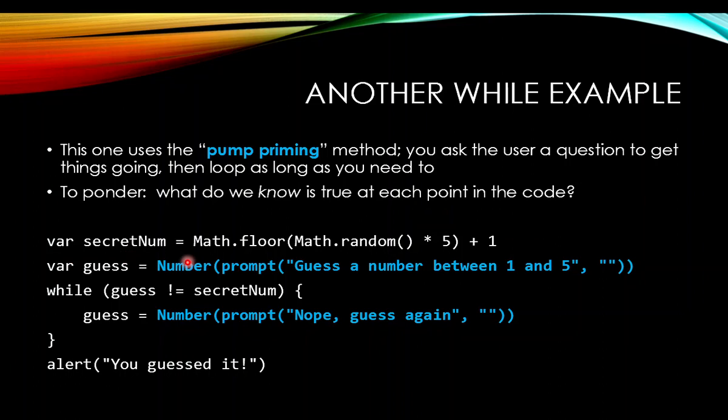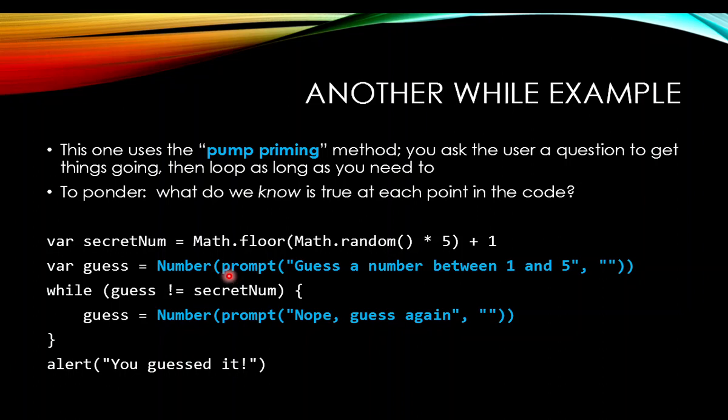Then you ask, hey, guess the number, right? You've picked a secret number, but you haven't shown it to them. Then you say to the user, hey, guess a number, and then you store that in a variable called guess. And then you want to continue to loop while the user's guess is not equal to the secret number. So you're going to keep looping until they guess it correctly.